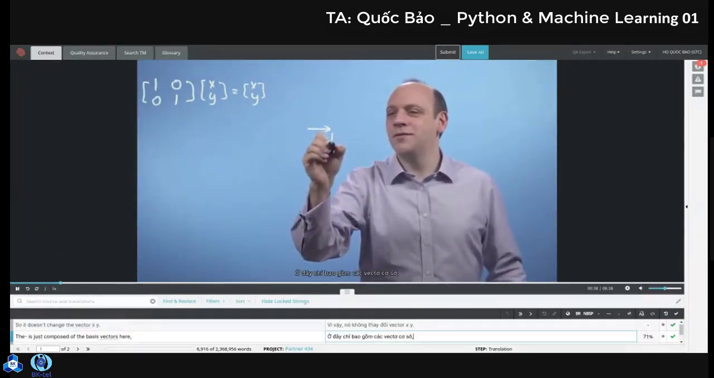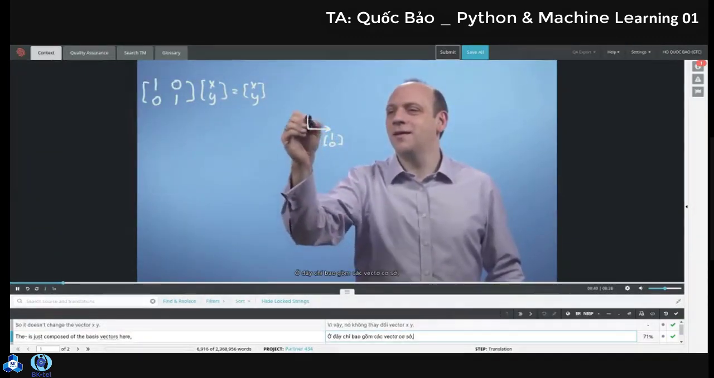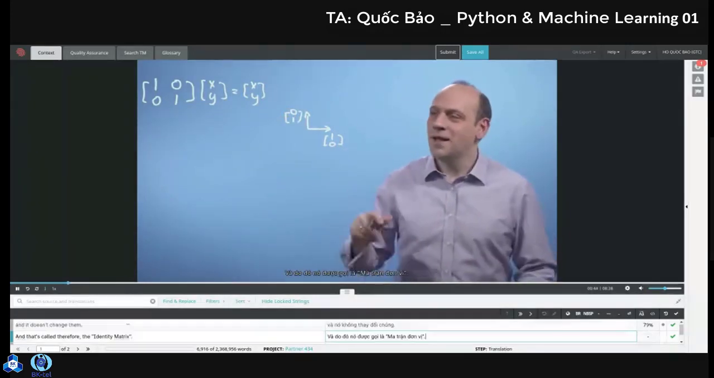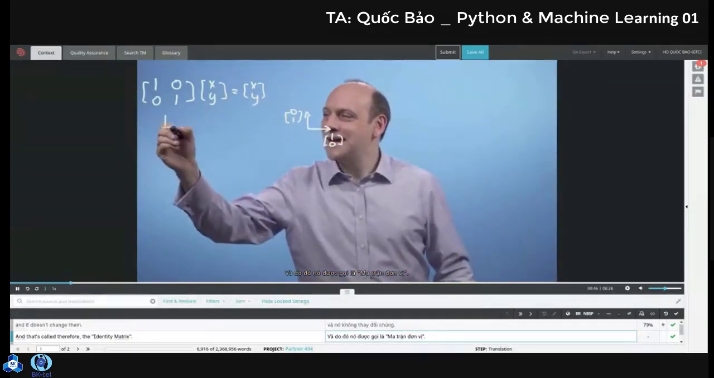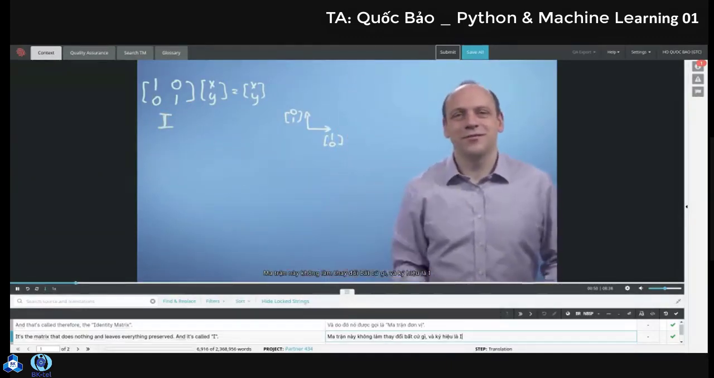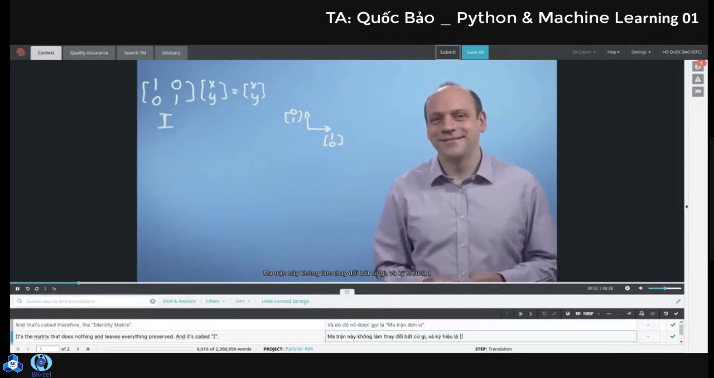It's just composed of the basis vectors here, and it doesn't change them. And that's called, therefore, the identity matrix. It's the matrix that does nothing and leaves everything preserved, and it's called I.